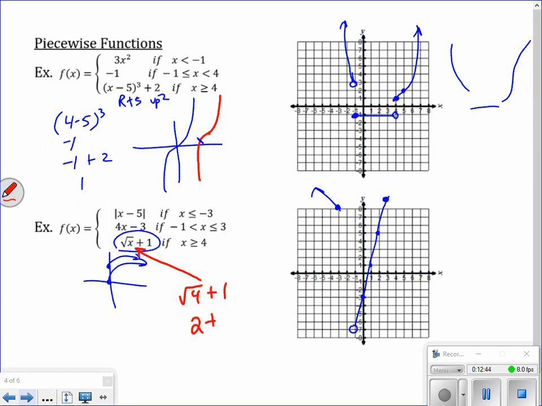So that's 2 plus 1, which is 3. So I'm just going to go ahead and start there. I know it's kind of like a little half curve. So let's see, 4 is 3. So I'm just going to do that and just kind of continue on up that way. All right, so those 3 pieces are your piecewise function.